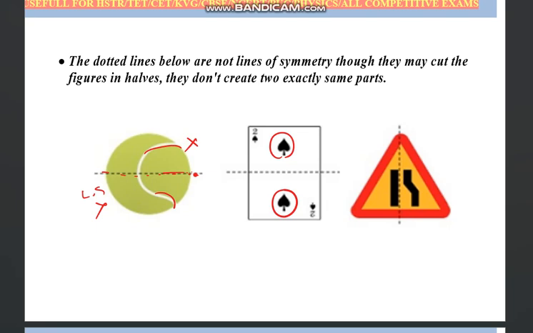If I want to make this figure symmetric, then I have to make this leaf like this figure. When I fold like this, this tip must come onto this tip. So that's why we have to take this figure like this. Otherwise, we have to say this is an asymmetric figure. This is also an asymmetric figure.